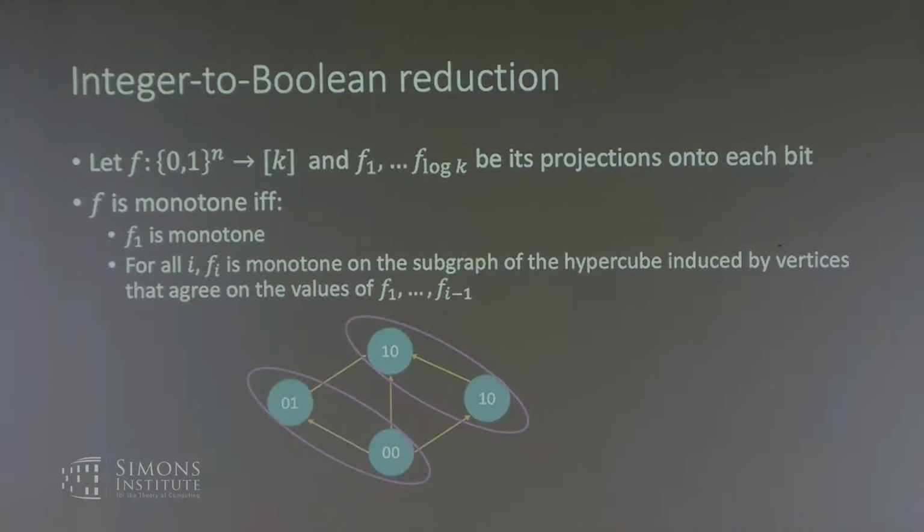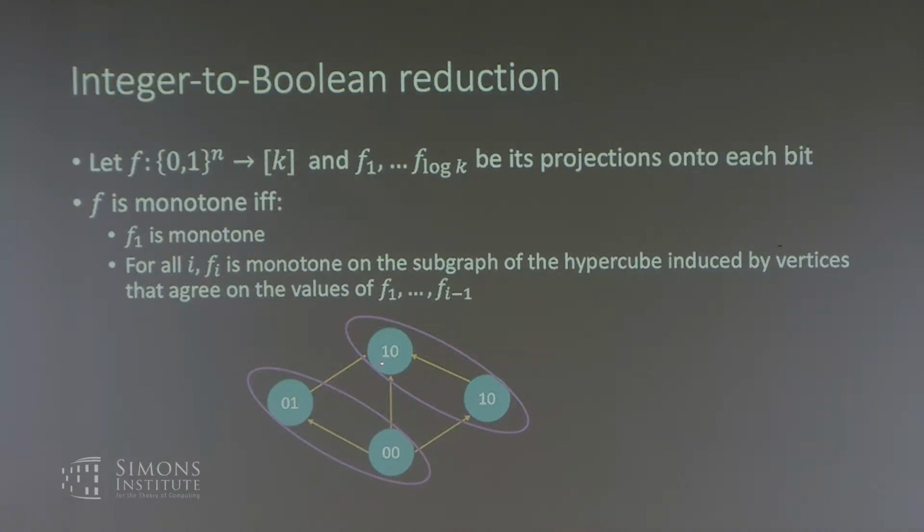And we reduce from correcting monotonicity on integers to correcting monotonicity on Boolean values by observing the following. So let's say that f is a k-valued function. So f can be projected onto its log k bits, f1 through f log k. And we observe that an equivalent way to state that f is monotone in the k values is to say that f1 is monotone, and then for each fi, fi is monotone on the subgraph induced by vertices that agree on the values of all the previous more significant bits. This is a clunky definition. It's best to just observe it.